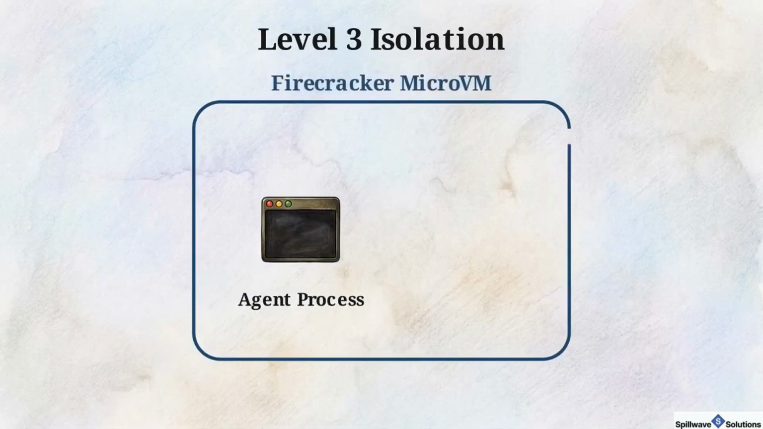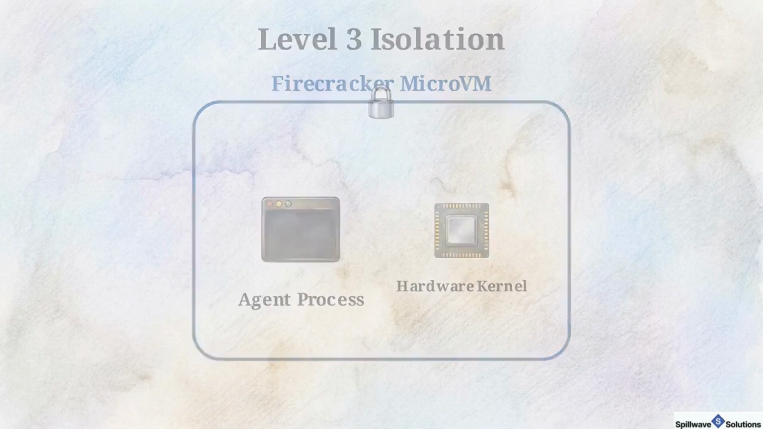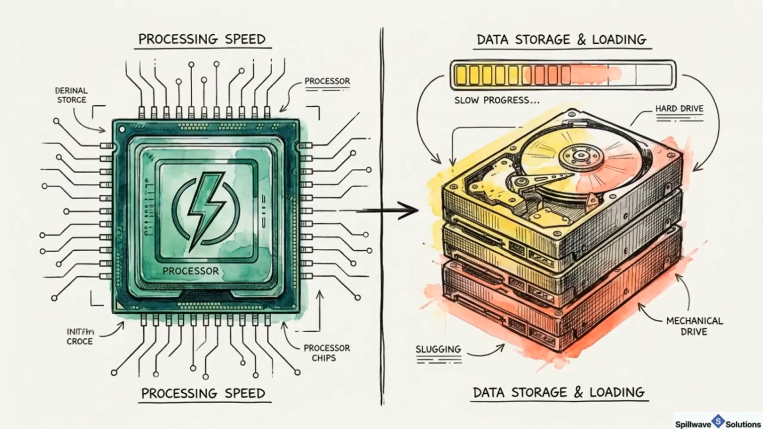For the most sensitive workloads, Firecracker microVMs provide every agent with its own dedicated hardware kernel, achieving near total isolation from the host. These tiers introduce a performance trade-off. While CPU tasks remain fast, the extra layer of interception can slow down file I/O operations significantly.